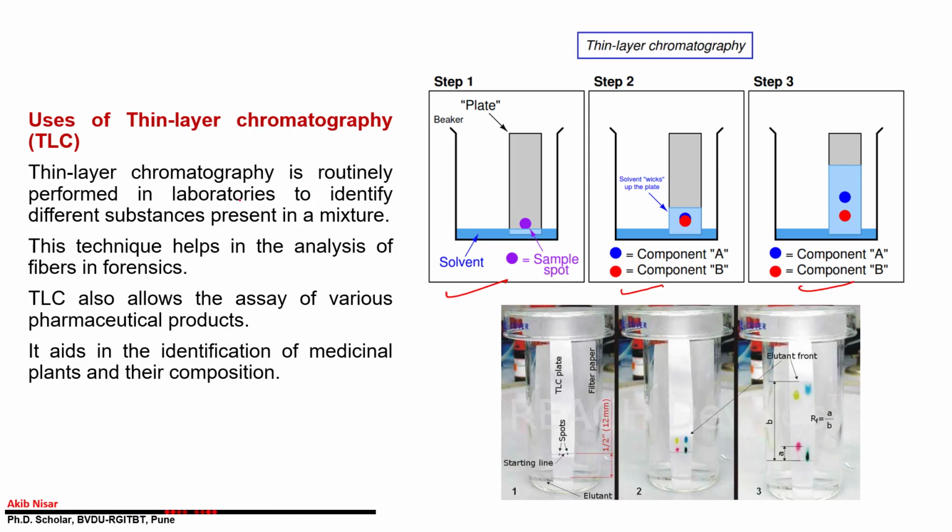Finally, thin layer chromatography is routinely performed in laboratories to identify different substances present in a mixture, and this technique helps in the analysis of fibers in forensics. TLC also allows the assay of various pharmaceutical products. It aids the identification of medicinal plants and their composition.